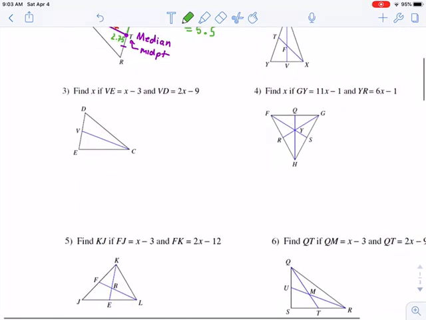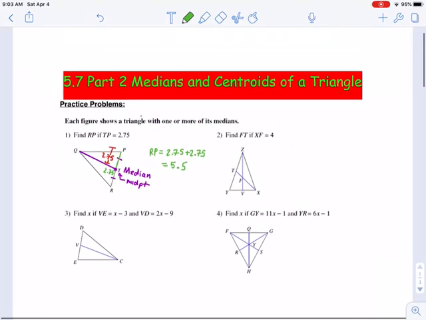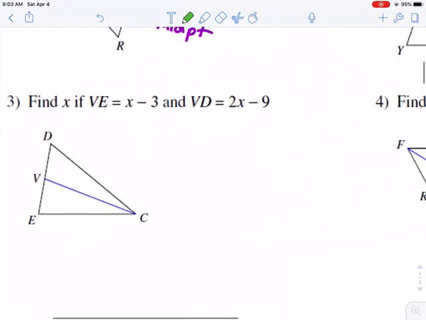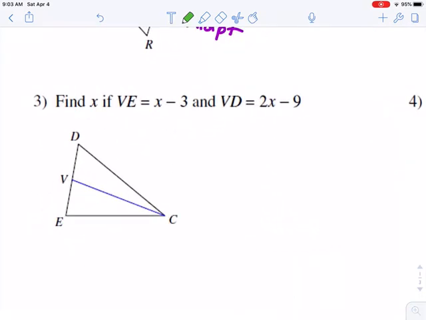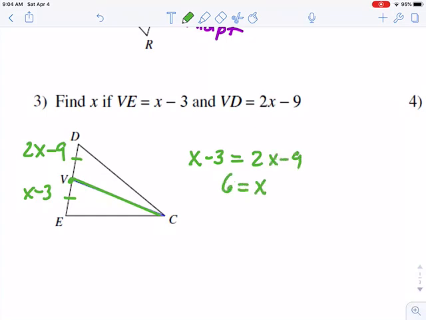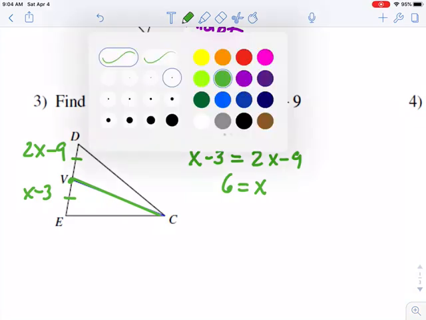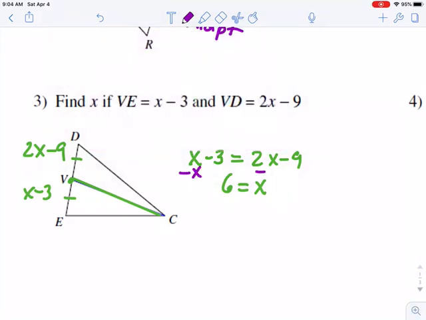Now, let's do number 3. It says find X. Remember, midpoint, that's the median. Tick, tick. VE is X minus 3. VD is 2X minus 9. This is like problems we did back in Unit 1. Such a long time ago, but we just have two sides of a midpoint. You set them equal to each other. Boom, X equals 6. If you're a little confused how I did that, I got a little excited. I subtracted X from both sides, and added 9 to both sides. Boom.